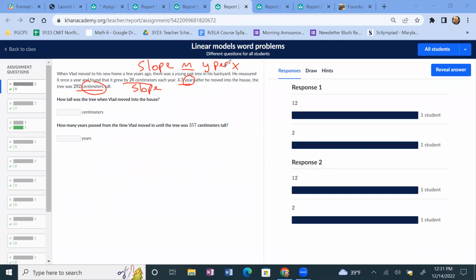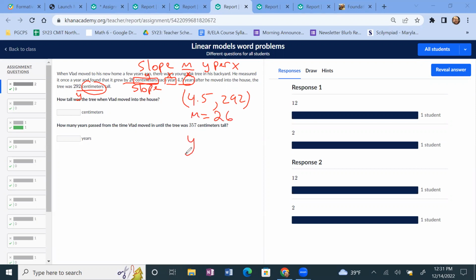So 26 centimeters each year, so per or each, whatever it is. So this is our y, and this is our x. You know the slope, you know which is x and y. Write that down. So we know that 4.5 is going to be an x, and this is going to be a y, 292. Are you with me? And then we know our slope is 26.